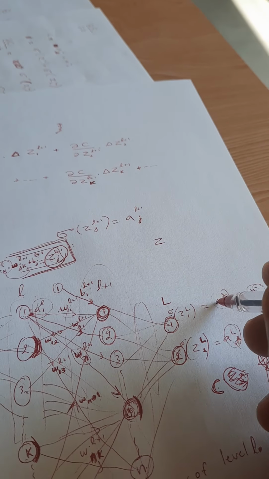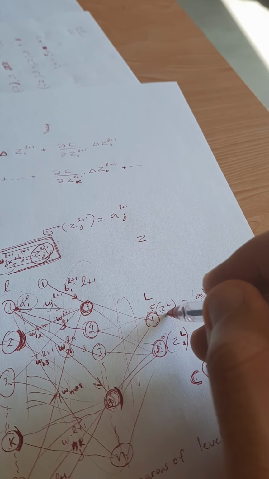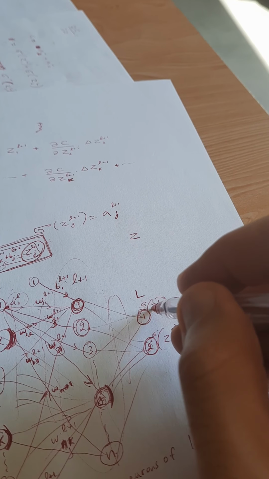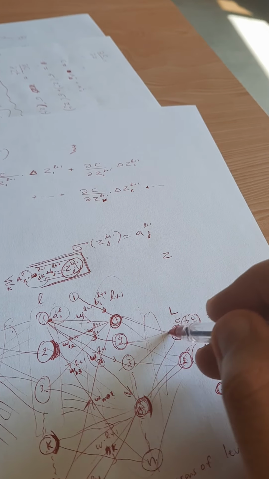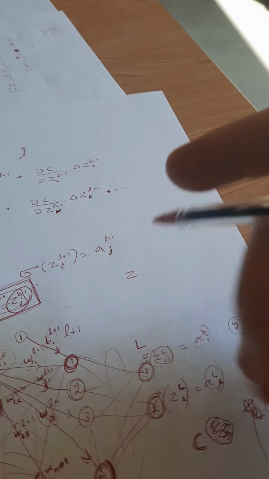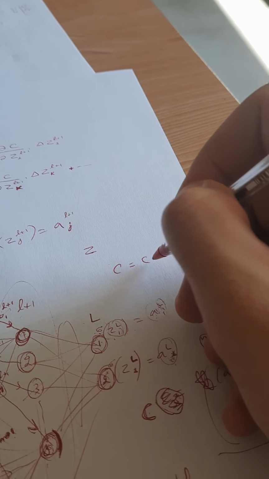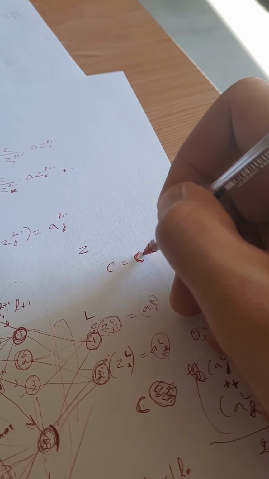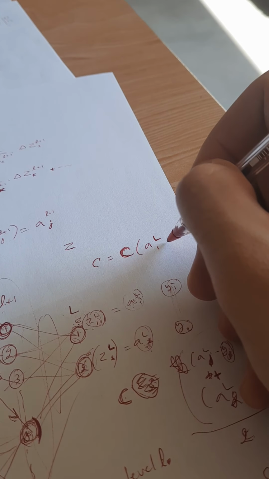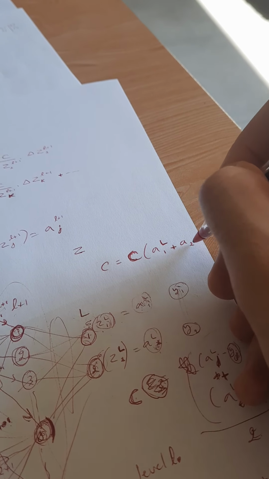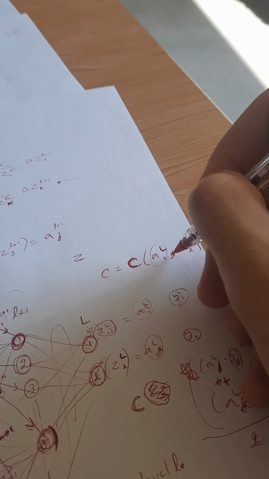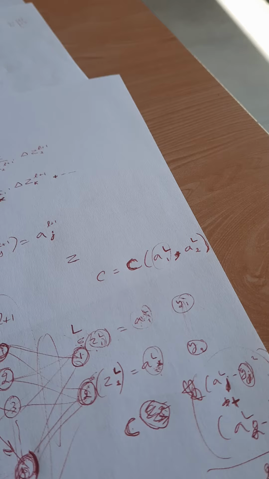For example, a1L is related to z. It's sigma of z1L, the sigmoid function, and z1L is somewhat independent of z2L. So c can be considered as a function of a1L, where L is the final layer, the output layer, comma a2L. This is the first variable and this is the second variable. So it's a function of the two.